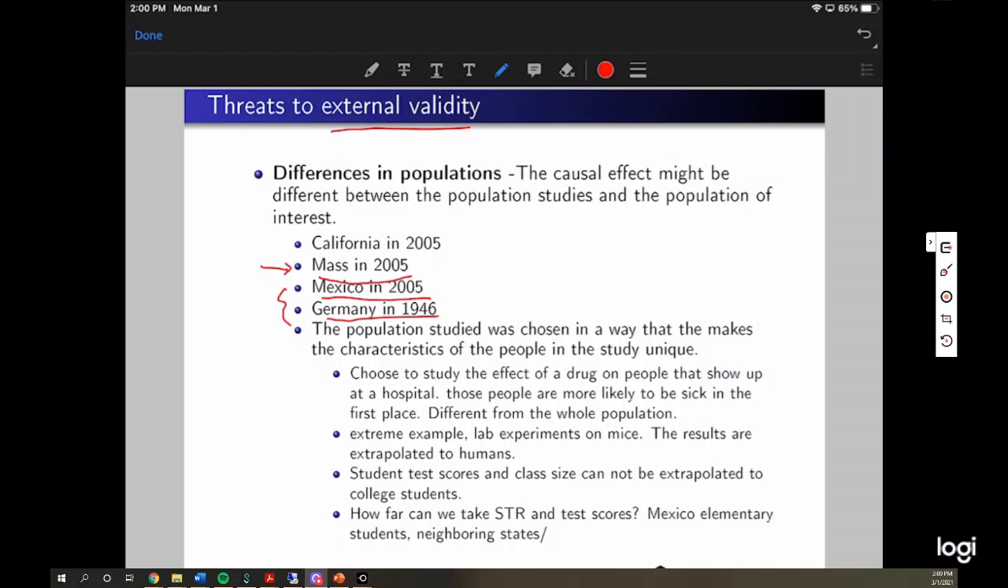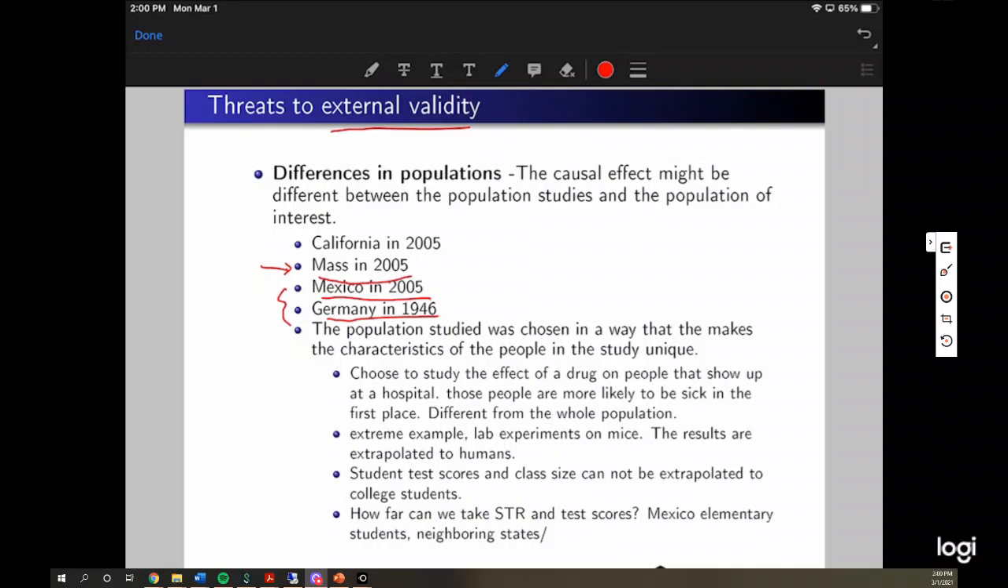Some threats to external validity. The population studied was chosen in a way that makes the characteristics of the people in the study unique. We could choose to study the effect of a drug on people that show up at a hospital. Those people that show up are more likely to be sick in the first place, so they're different from the entire population. If you have COVID patients showing up to the hospital and you give each of those patients a particular drug, they're not really representative of the population because you're getting only the people that are actually affected by COVID.